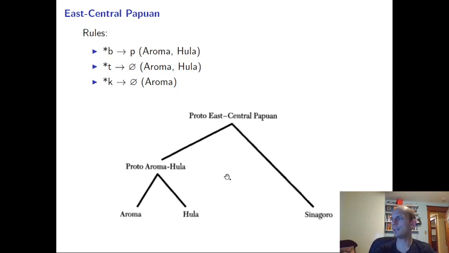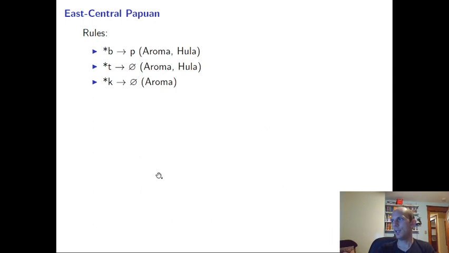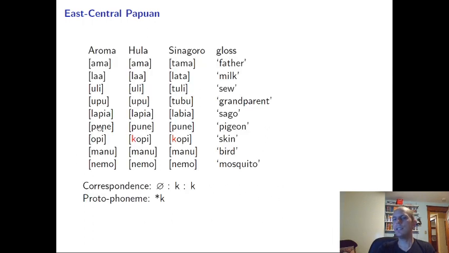This is a tree here, right, where this is the proto-language, Proto-East Central Papuan. And we want to say it's got three modern languages here that we've seen, Aroma, Hula, and Sinagoro, but that these two, Aroma and Hula, are more closely related to each other than either of them are to Sinagoro, which is kind of the black sheep of the family over here, hanging out, right? We can see this relatively easily by just looking at the data, right?